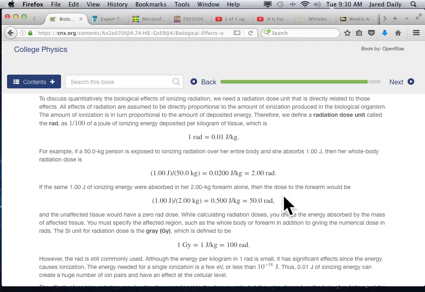And it's well known what doses of radiation the body can handle in a lifetime or over time. And so they try to track these things.